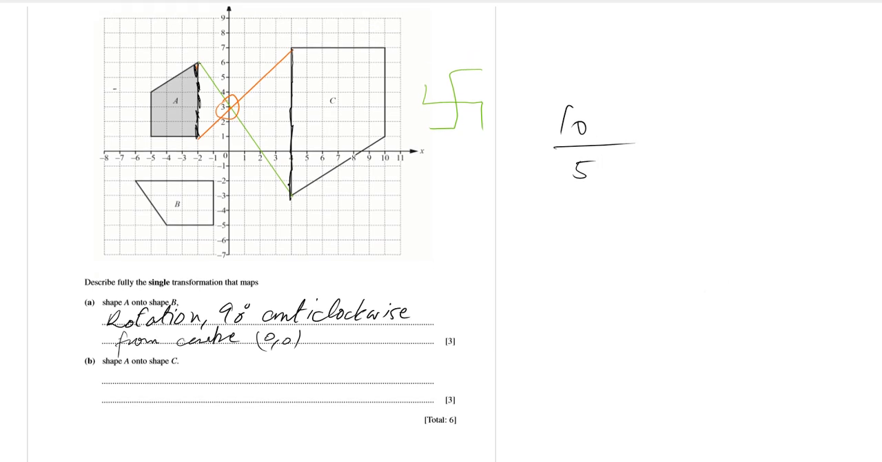So you will write it's an enlargement from center 0, comma 3 with the scale factor. You will write the full word. I'm going to save time because I have to do many other questions as well. So scale factor 2.